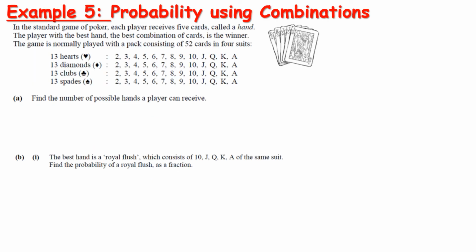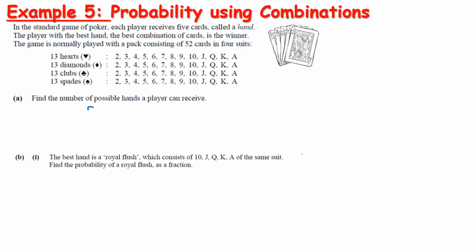So example 4.5, let's look at some probabilities using these combinations. So in a standard game of poker, each player receives 5 cards, and this is called a hand. The player with the best hand, i.e. the best combination of cards, is the winner. The game is normally played with a pack of 52 cards in 4 suits, and they have given you the cards here. Find the number of possible hands a player can receive.